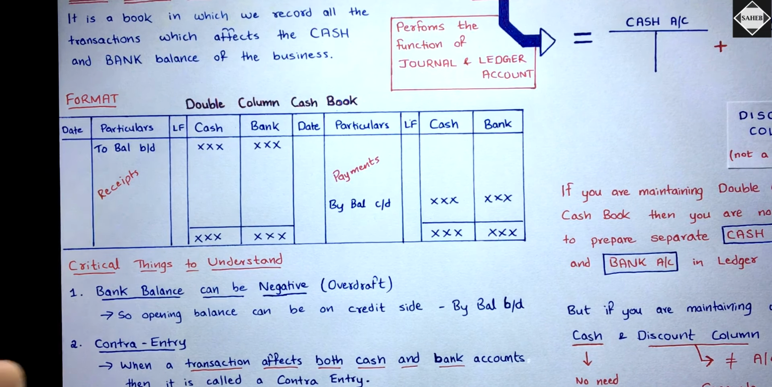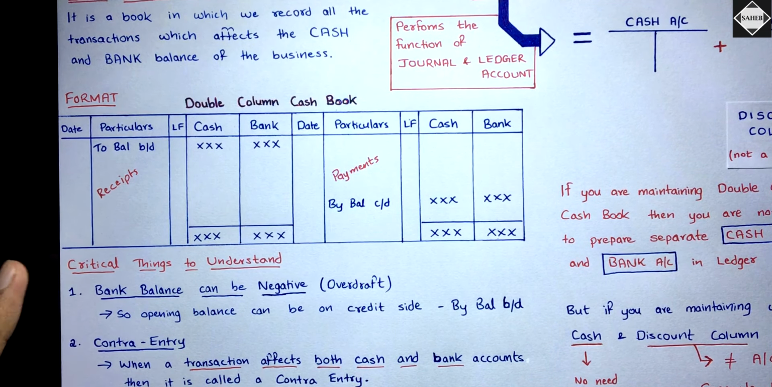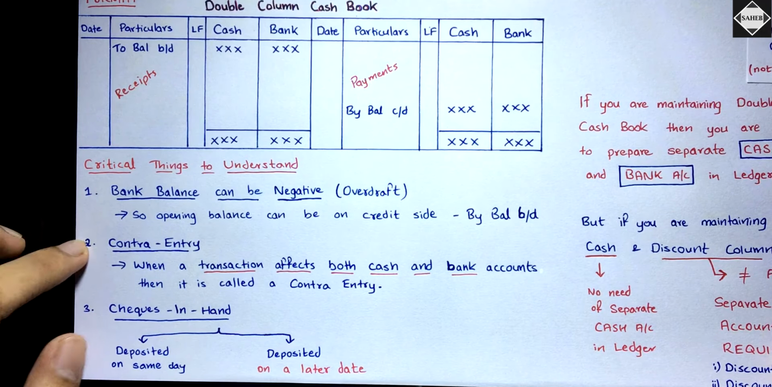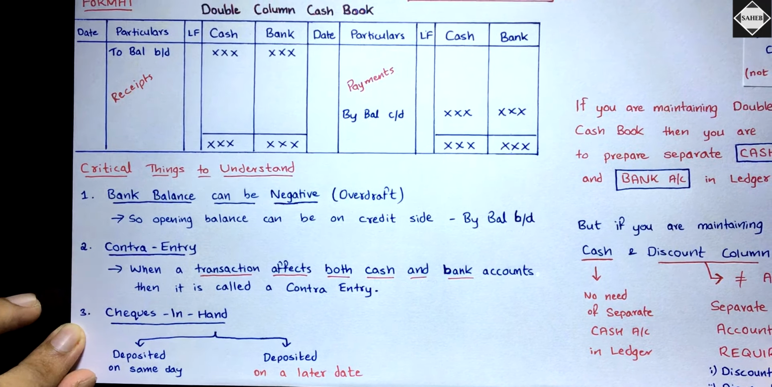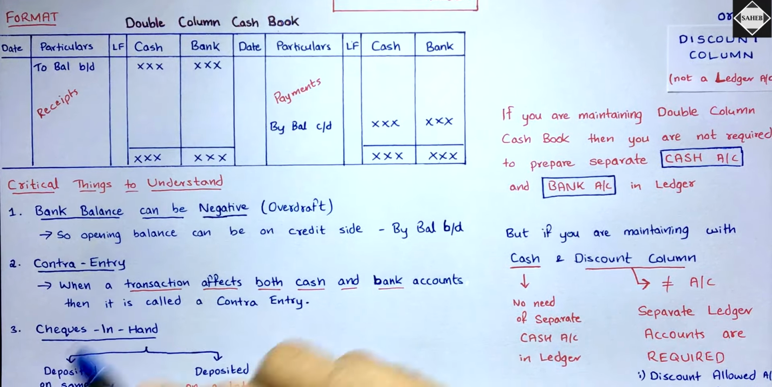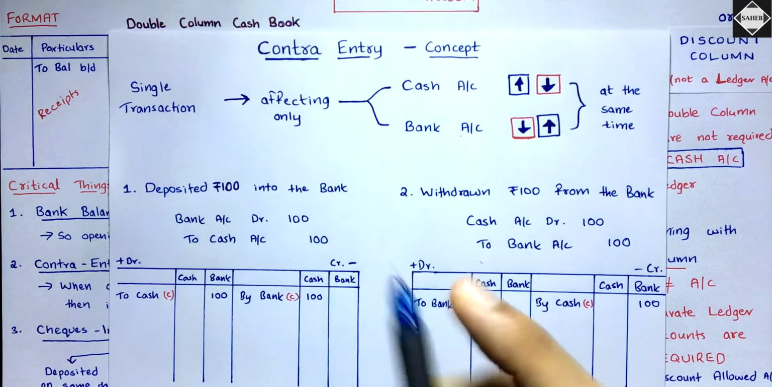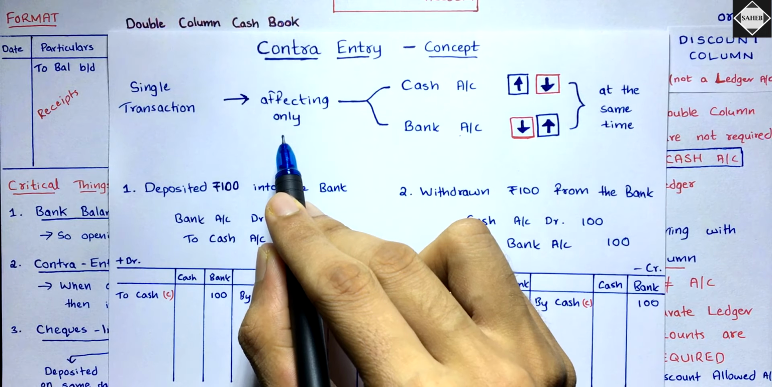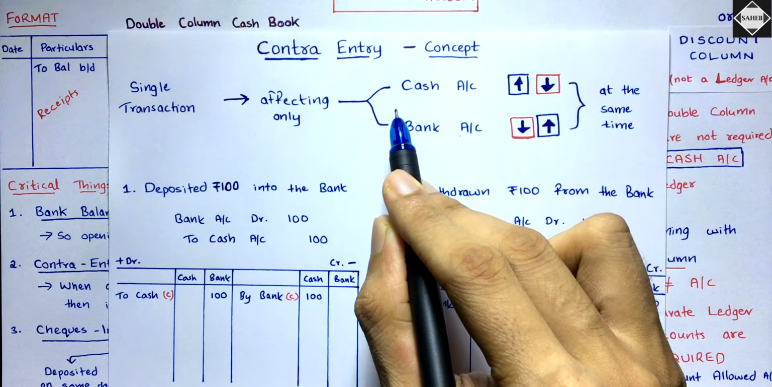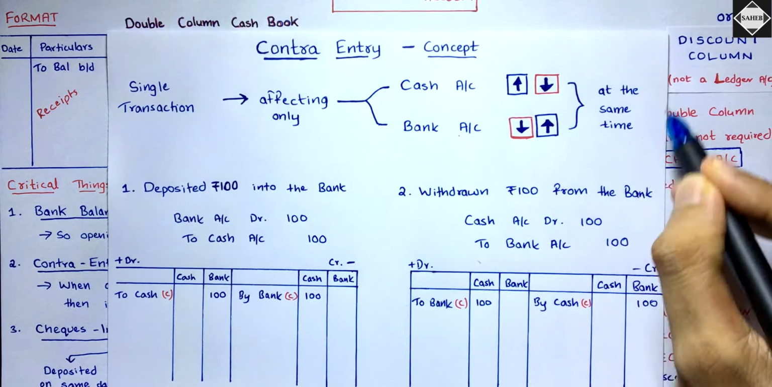This is one critical point that you had to understand. Then there are two more points, that is the contra entry and checks in hand. Let's understand that. Now what is this contra entry? See, it's very simple. Contra entry happens when a single transaction is affecting only the cash account and the bank account, and that too at the same time.